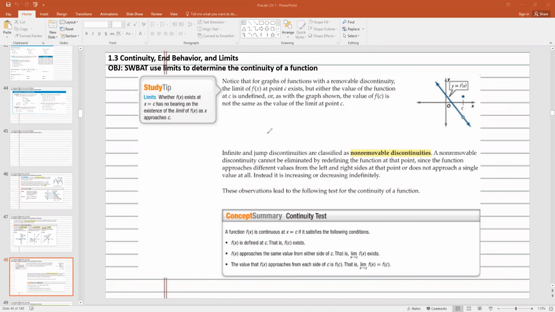All right. And the infinite and jump discontinuities are classified as non-removable discontinuities.